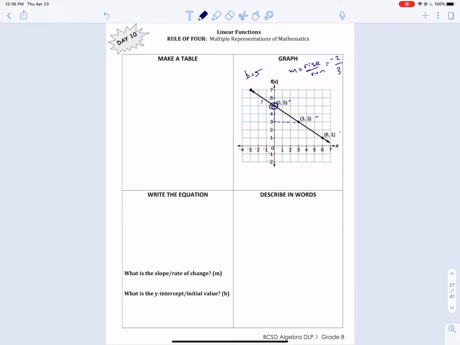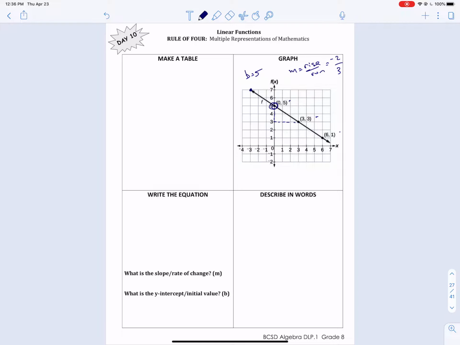Describe in words. So think of a situation where your starting value is 5. Just worry about the first quadrant. Don't worry about what's going on the left side of this graph. So just starting at 5. So we have 5 of something, and then we're decreasing by this amount, 2 over 3. So 2/3. What does that mean?